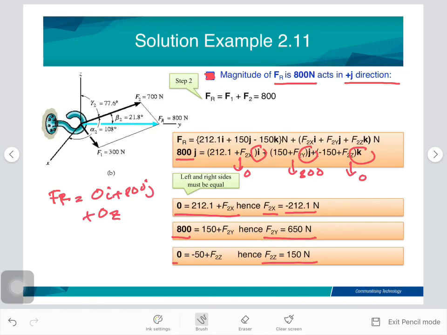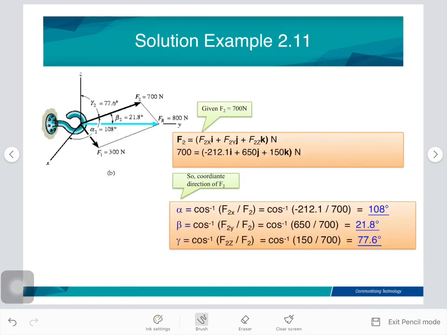Now how to determine alpha, beta and gamma? You can use the unit vector. These are the components of F2, and you must remember the magnitude of F2 is 800. This is the component vector for F2, so you can equate using the unit vector cos alpha i plus cos beta j plus cos gamma k. You substitute F2x divided by its magnitude, F2y divided by its magnitude, and F2z divided by its magnitude. This is the answer for alpha, beta and gamma. You got it?